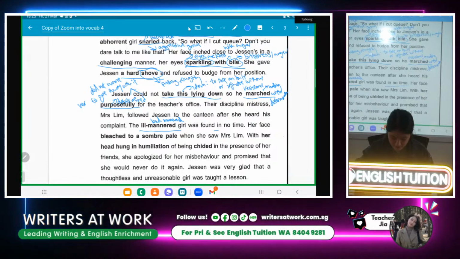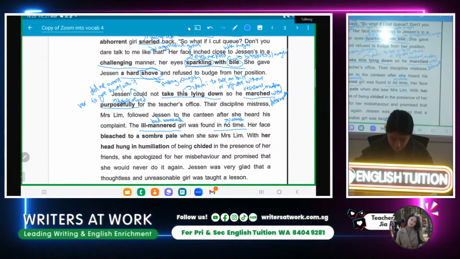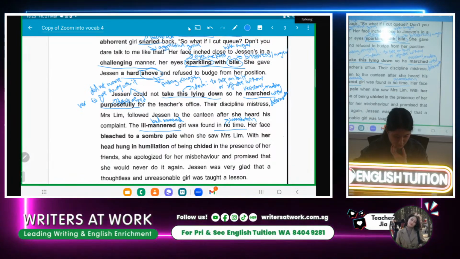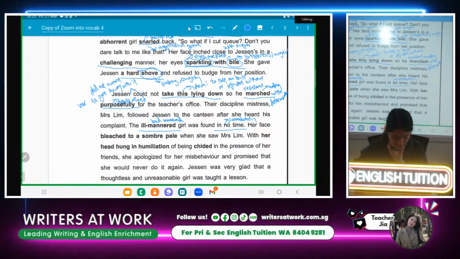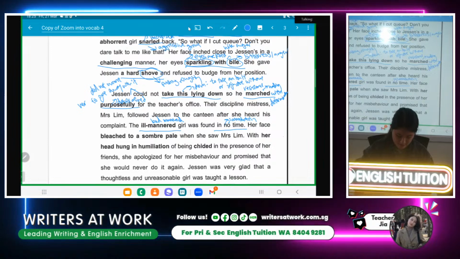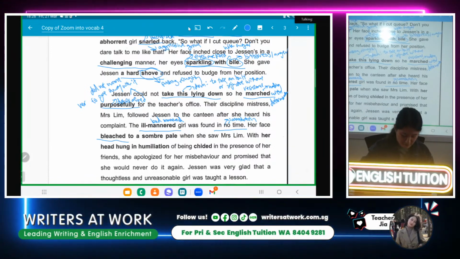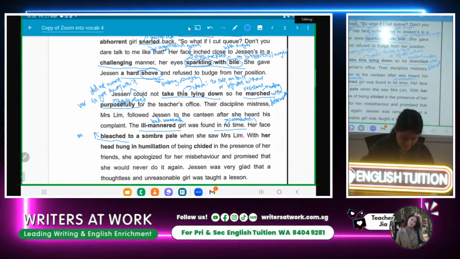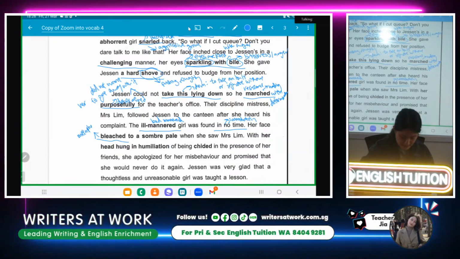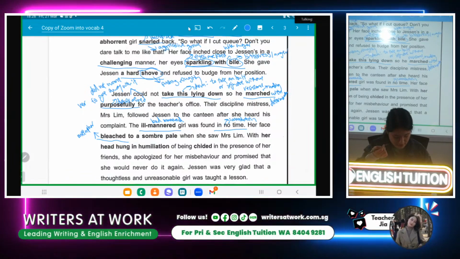Was found in no time. No time also means like immediately. So it's the way you are choosing to phrase your words, okay? Her face bleached into a somber pale when she saw Mrs. Lim, okay? Were you saying someone's face bleached, okay? Now, definitely she's not gonna bleach her face, so we know for a fact that this is a metaphor, especially since there's no like or as, so we know it's not a simile, alright?